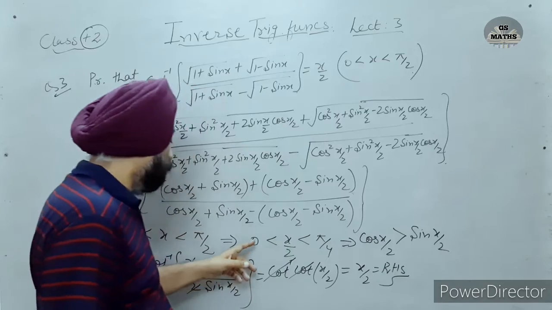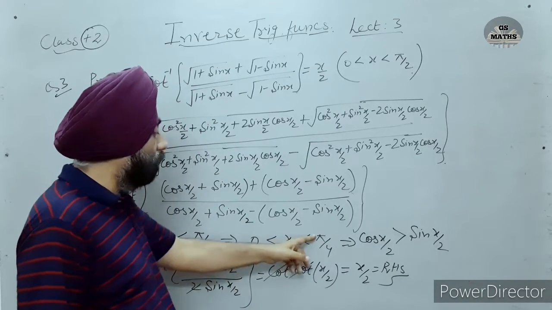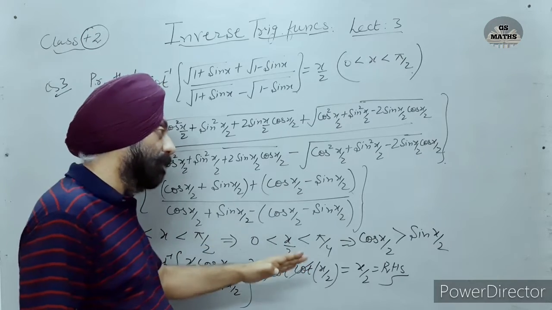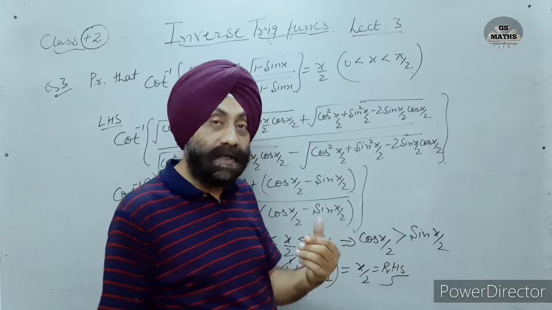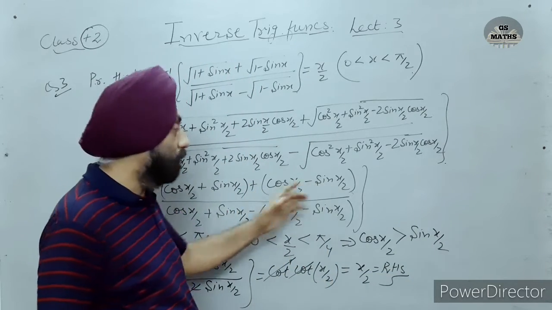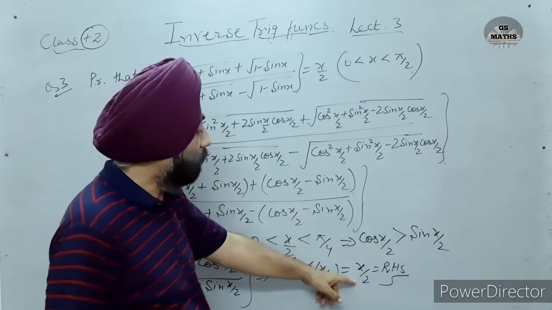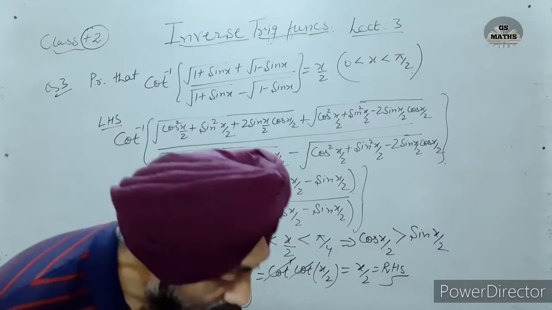So what I have to do is check the interval of x by 2. x by 2 belongs to 0 comma pi by 4. So in 0 to pi by 4, I know cos x by 2 is greater than sin x by 2. That's why we have to write it as cos x by 2 minus sin x by 2. Solve it, I get the right hand side, that is x by 2. Hope the concept is clear.